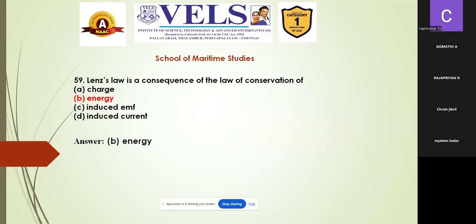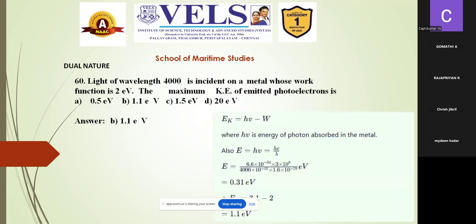Lenz's law is a consequence of the law of conservation of energy. Our next question is, light of wavelength 4000 is incident on a metal whose work function is 2 electron volt. The maximum kinetic energy of emitted photoelectrons is 1.1 electron volt.